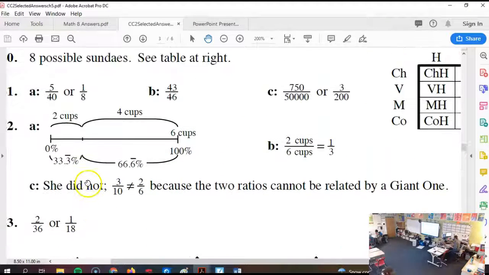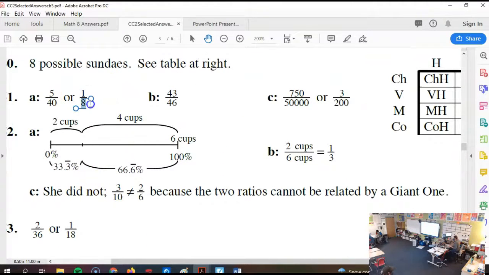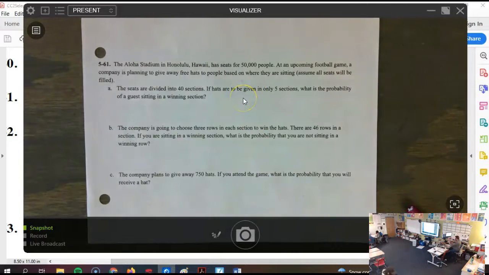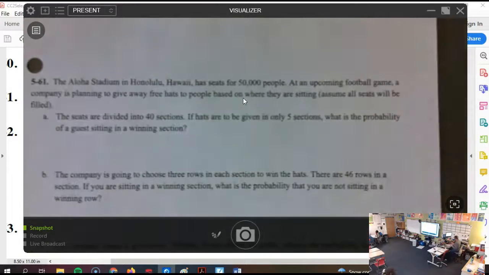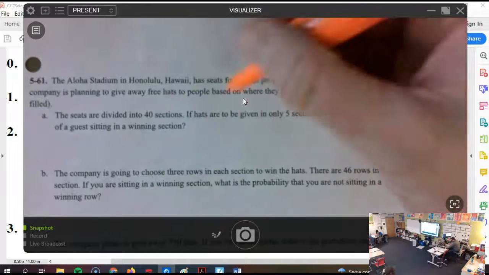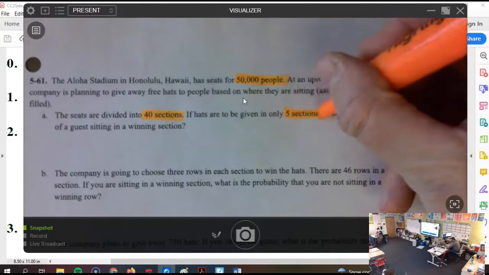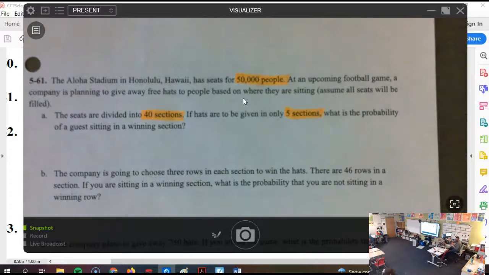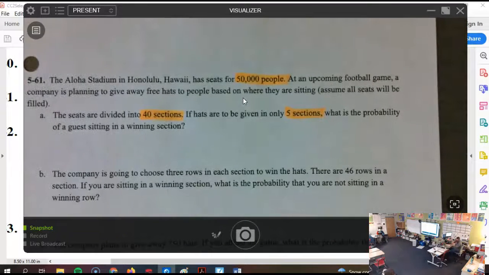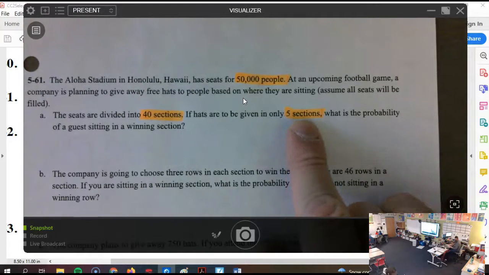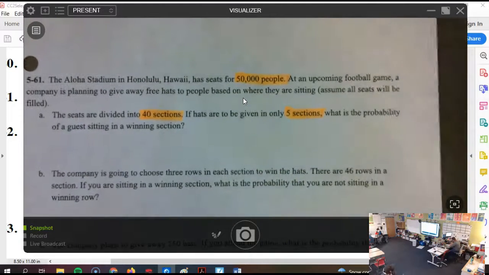So, the answer they gave you is 1/8. When reduced, really 5 over 40 is the answer that makes sense to me. Well, so hang on. The question is, do we care about the 50,000 depending on the question? The total amount of people is 50,000. The stadium is divided into 40 sections. And they're going to give free hats to 5 of them, right? They'll be like section 7, section 25, and section 32. You all get free hats. They'll just pick 5 random sections, right? So, if we say the probability of getting a hat, well, I'd have to be in one of those sections.